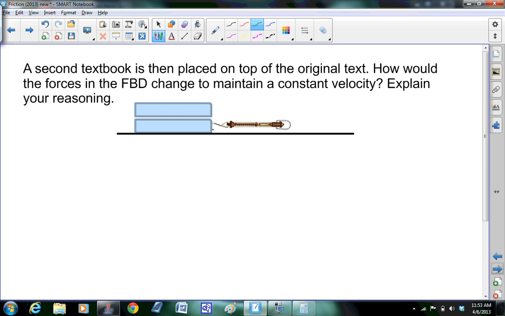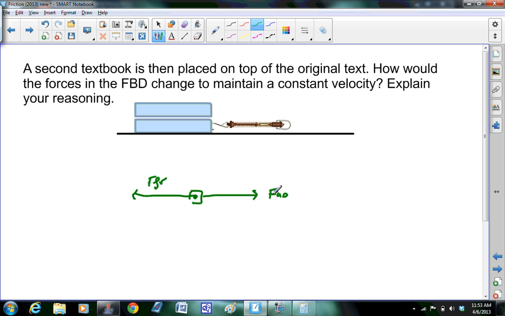Now, what would happen if I go back to the original situation and now instead of one textbook, have two textbooks? So I have to move two textbooks across with a constant velocity. It makes sense that if I've got double the mass, I'm going to have most likely double the friction. So my friction is going to be larger because of that extra mass. And what happens then is I have to have a correspondingly larger applied force. So I'll probably have to pull harder.